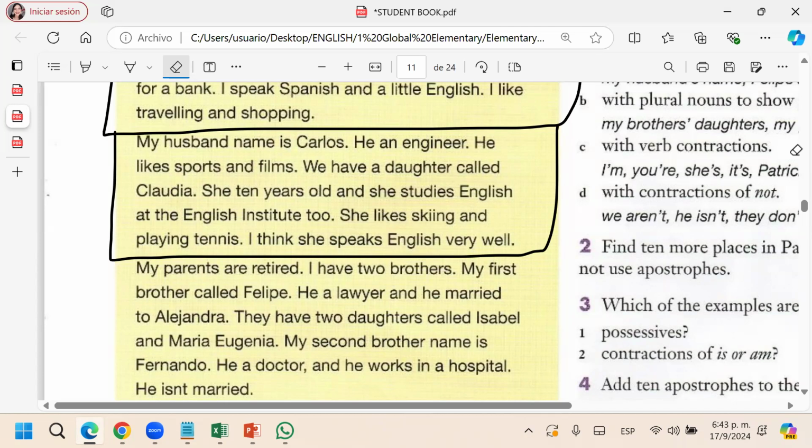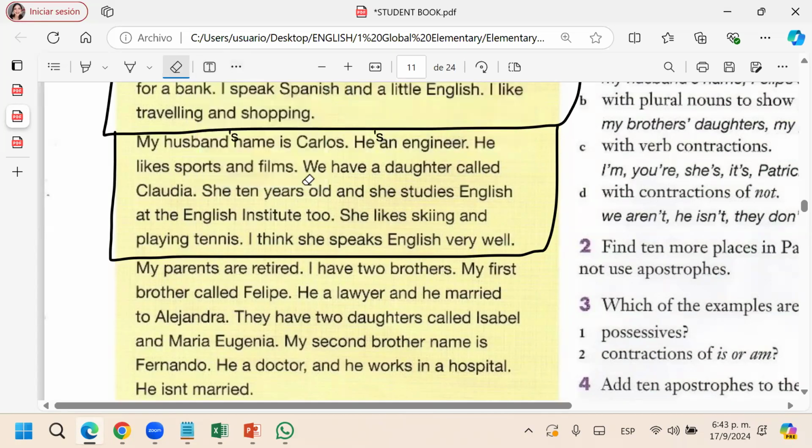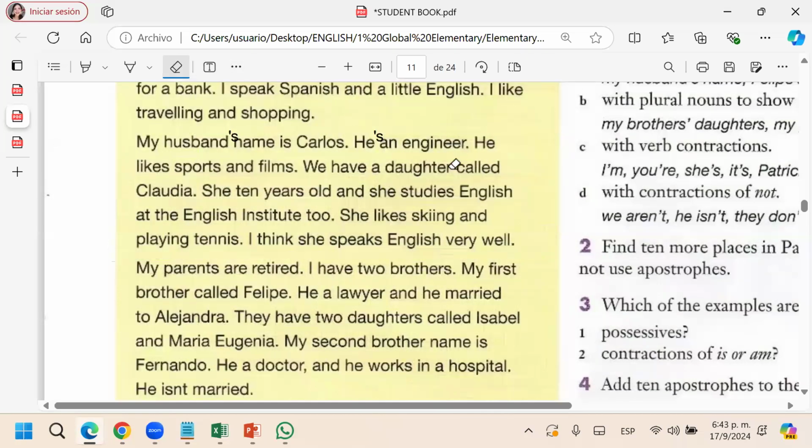I think she speaks English very well. Very well. So in this paragraph, what do you think that we can change? We can add "He is", "My husband's name". His profession. He's an engineer. An engineer. Yeah, the profession. Yes, He's an engineer.